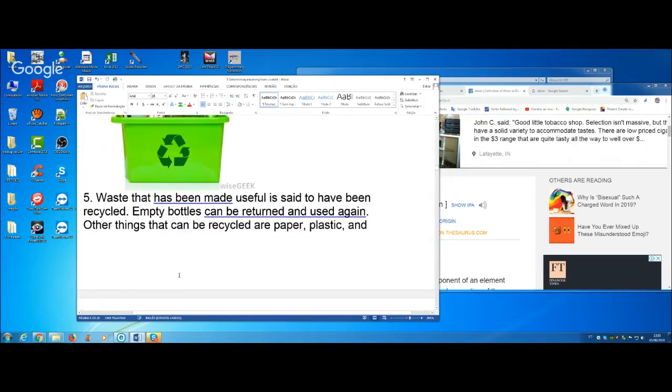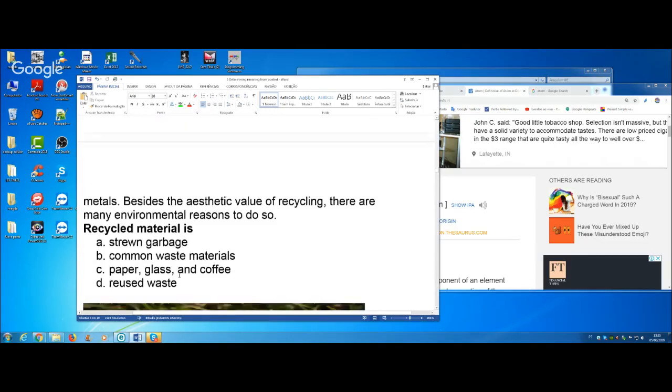Waste that has been made useful is said to have been recycled. Empty bottles can be returned and used again. Other things that can be recycled are paper, plastic, and metals. Besides the aesthetic value of recycling, there are many environmental reasons to do so.